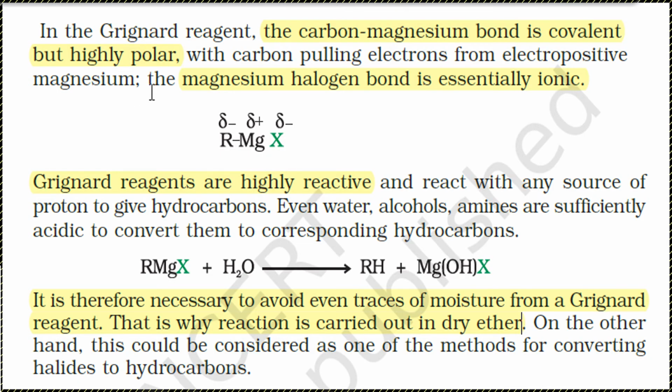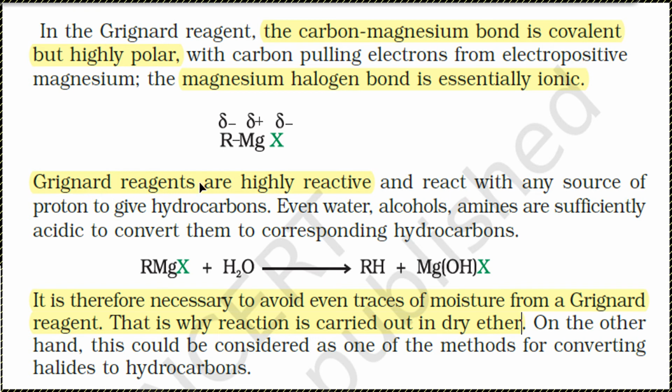Here in Grignard reagent, the carbon magnesium bond is covalent but highly polar. So here the bond is polar with carbon pulling electrons from electropositive magnesium, whereas the magnesium halogen bond is ionic.